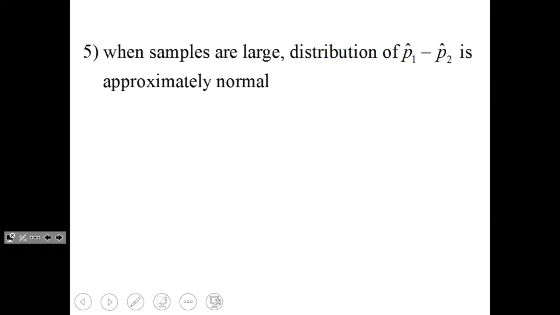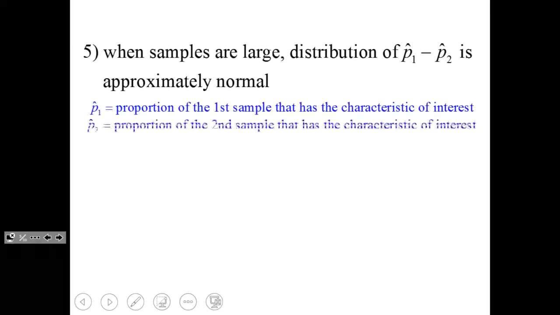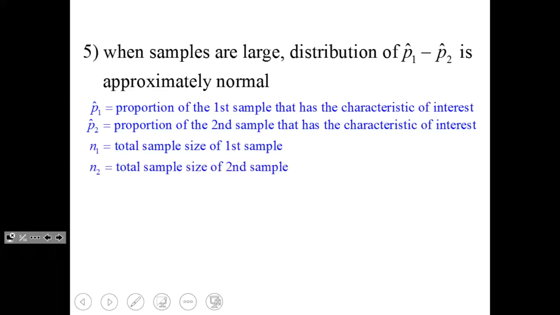So when samples are large, the distribution becomes approximately normal. This is one of the things we've been talking about. We like those nice large samples. Normally we want those samples to be at least 30. So p hat 1 is the proportion of the first sample with the characteristic of interest, whatever it is we're investigating. How many people think the president's doing a good job? How many people think chocolate ice cream is the best flavor? How many people are obese? Just the proportion of interest. p hat 2, how many in the second sample have that characteristic? n1, the total sample size of the first sample, and of course n2, the total sample size of the second sample.